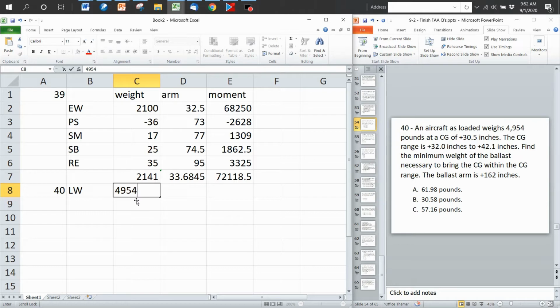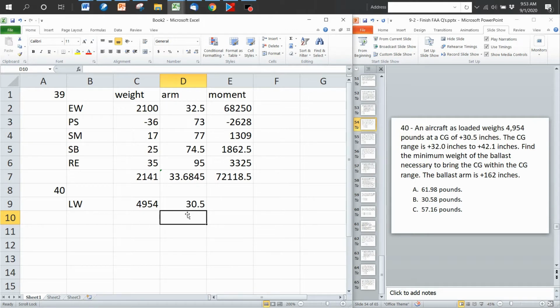4,954 pounds at a CG, let's bring those down a little bit. Control X, Control V, there we are. Give us a little space to work with over here. And it is at a CG of 30.5. All right, we're doing the same thing we've done before. The CG range is between 32 and 42.1. And they want to know about the ballast arm on this particular one.